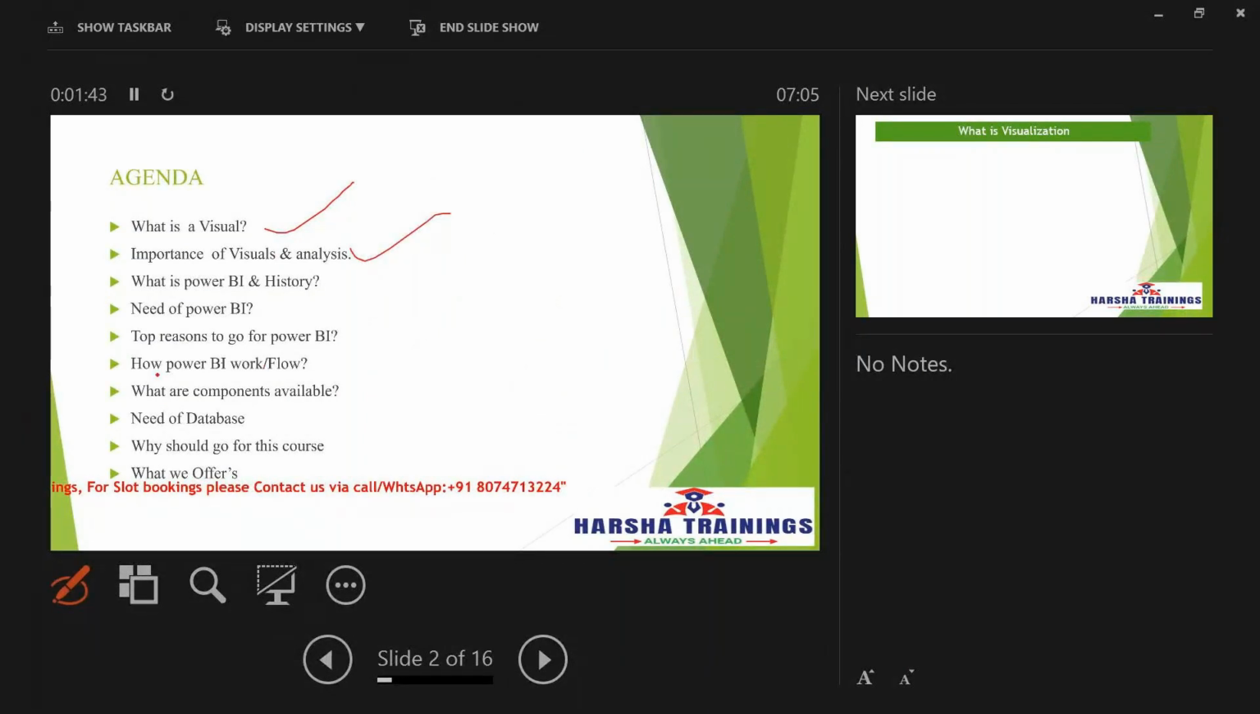So how will Power BI be working? We also have to see the workflow of Power BI, what exactly we will do with the help of Power BI technology. When I say the workflow of Power BI, it means the architecture of Power BI: the step-by-step, end-to-end process. We have to see what exactly we can do with the help of Power BI.